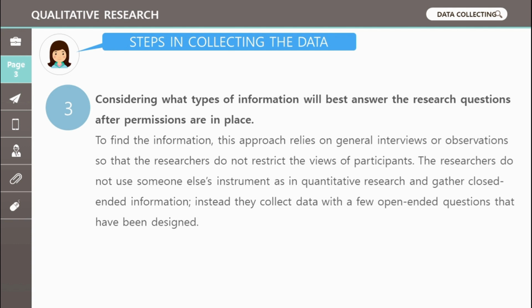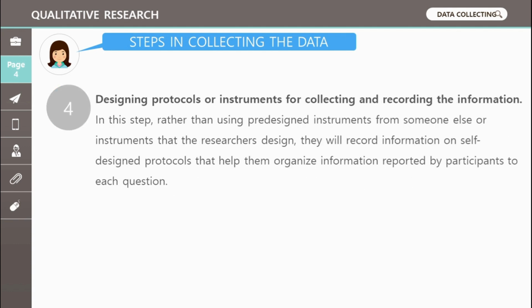The third step in collecting the data in qualitative research is considering what types of information will best answer the research questions after permissions are in place. To find the information, this approach relies on general interviews or observations so that the researchers don't restrict the view of participants. The researchers do not use someone else's instrument as in quantitative research and gather close-ended information. Instead, they collect data with a few open-ended questions that have been designed.